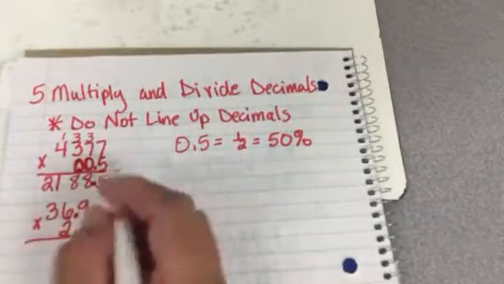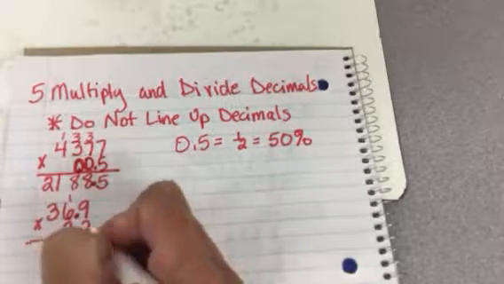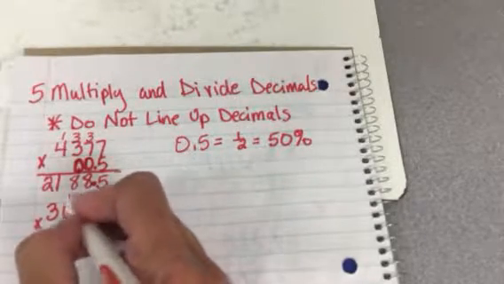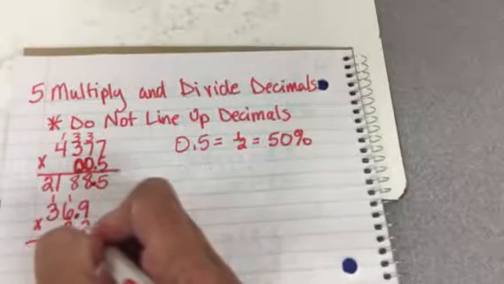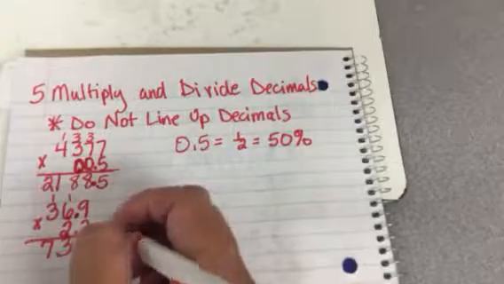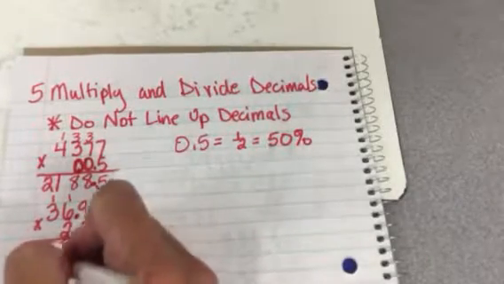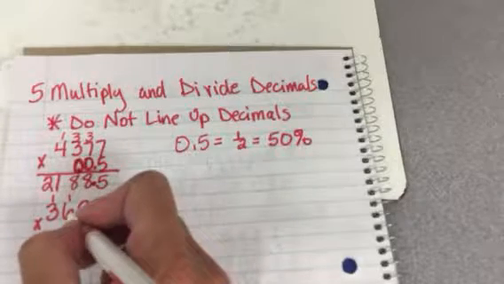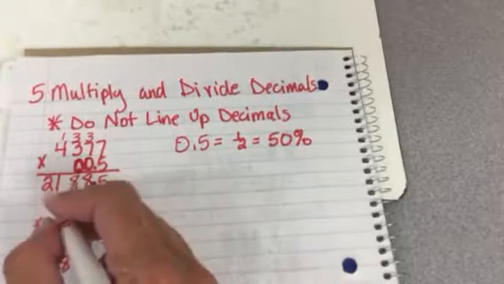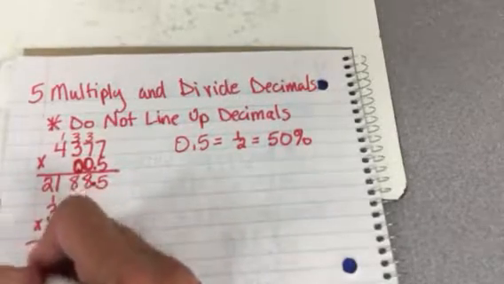So 9 times 2 is 18. 6 times 2 is 12, plus 1 is 13. 2 times 3 is 6, plus 1 is 7. Now I'm going to add a 0, and I'm going to multiply my second row. 2 times 9 is 18. 2 times 6 is 12, plus 1 is 13. 2 times 3 is 6, plus 1 is 7.